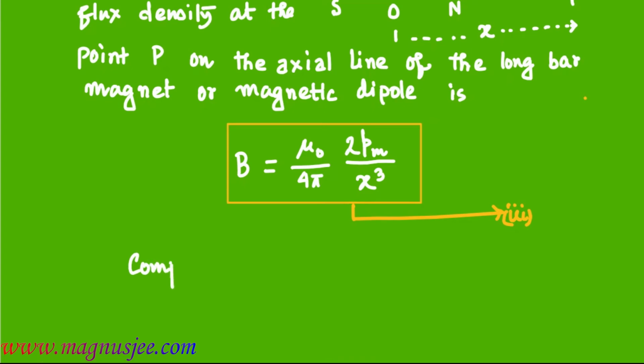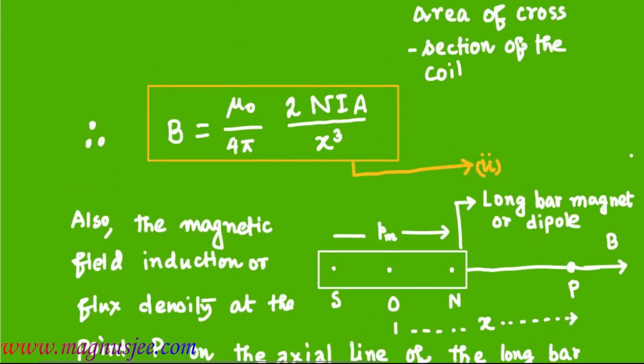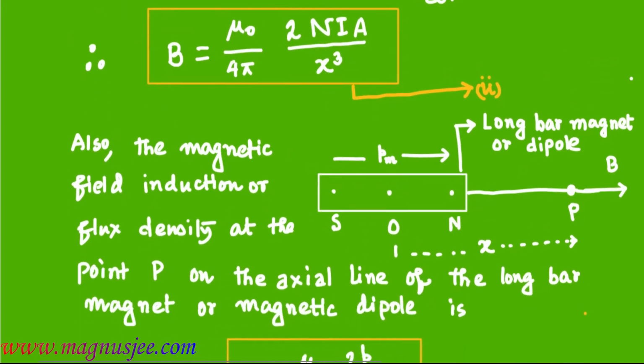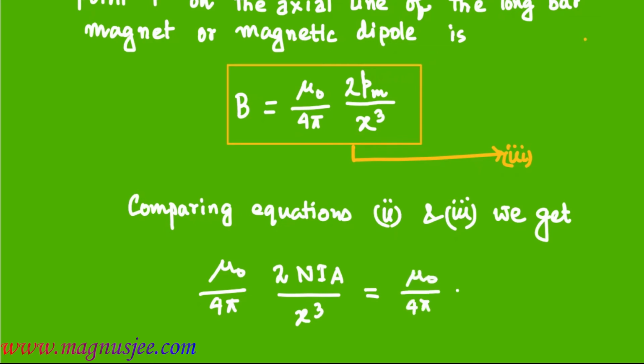Comparing equations 2 and 3. Both are the expression of magnetic field induction B. Comparing the equations 2 and 3, we get mu 0 divided by 4 pi, 2 nia divided by x cube, equal to mu 0 by 4 pi, 2 pm by x cube.